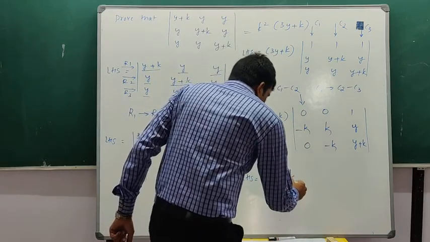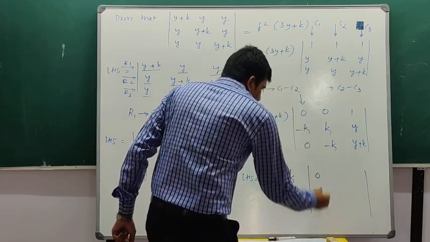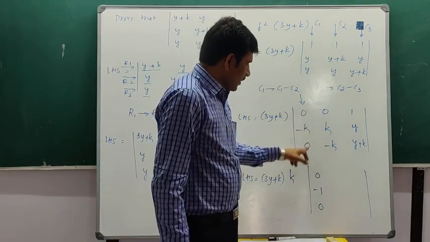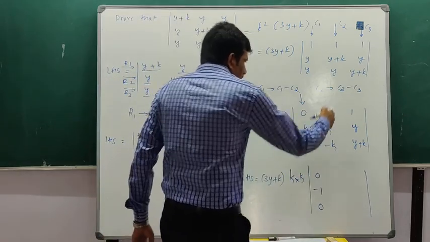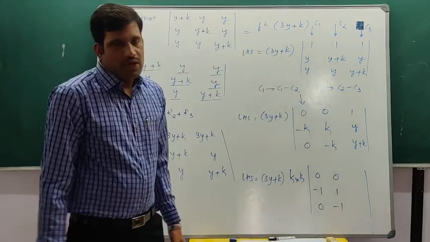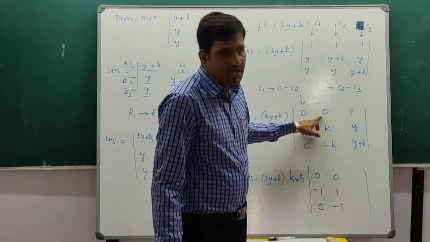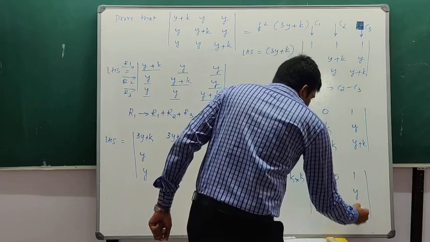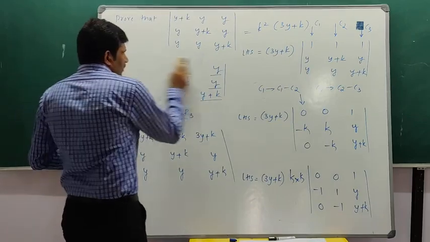If you take k common from the first column, so what is left here? Now this is 0 minus 1. Now this is 0. Right? So I will take k common from the first column, 0 minus 1, 0. Again I will take k common from the second column, 0, 1 minus 1. So third column there is no common, right, as it is 1 y plus k. Right? So now next we expand it, we will get the answer.